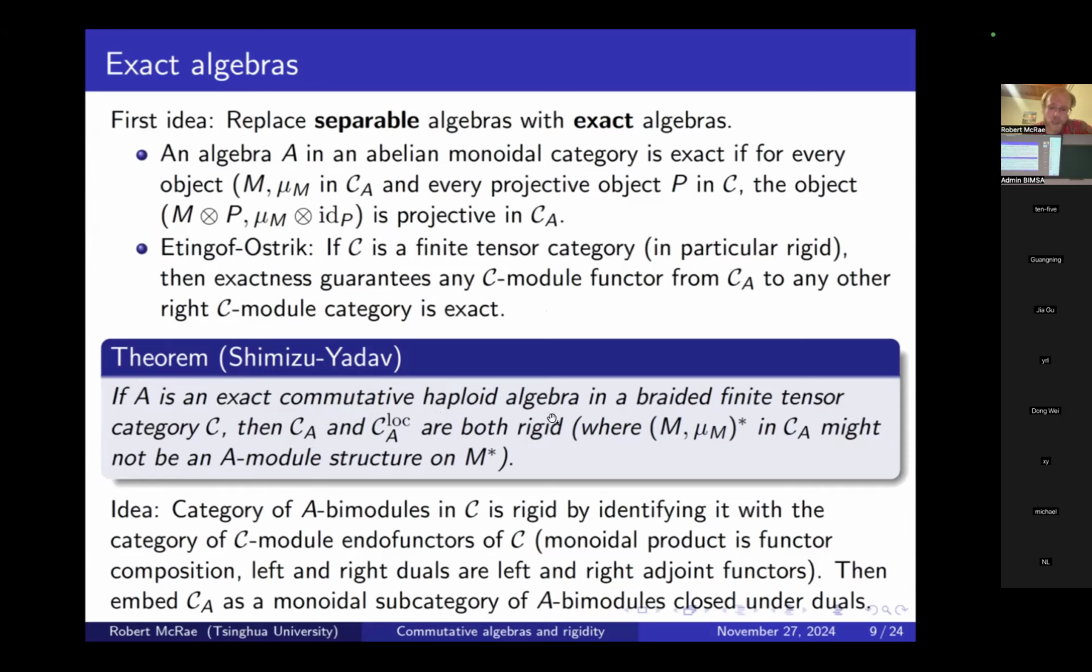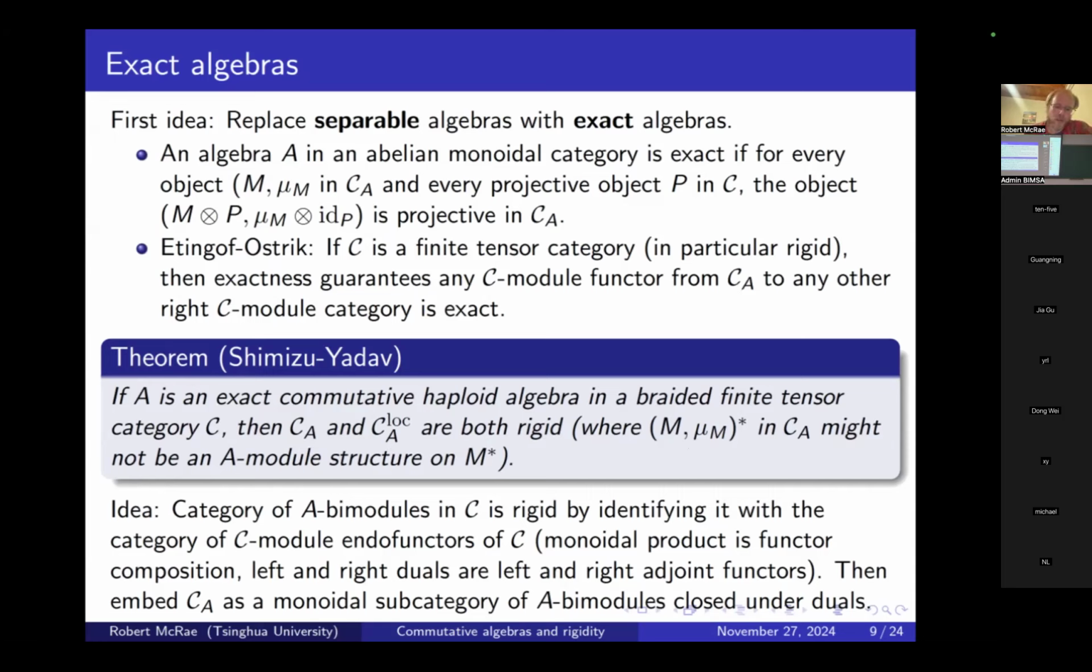But anyway, if you have such an exact algebra in a braided finite tensor category, then CA and CA loc are both rigid. And what I want to point out here is that in general, the dual of an object in CA is not necessarily going to be given by an A module structure on M star.